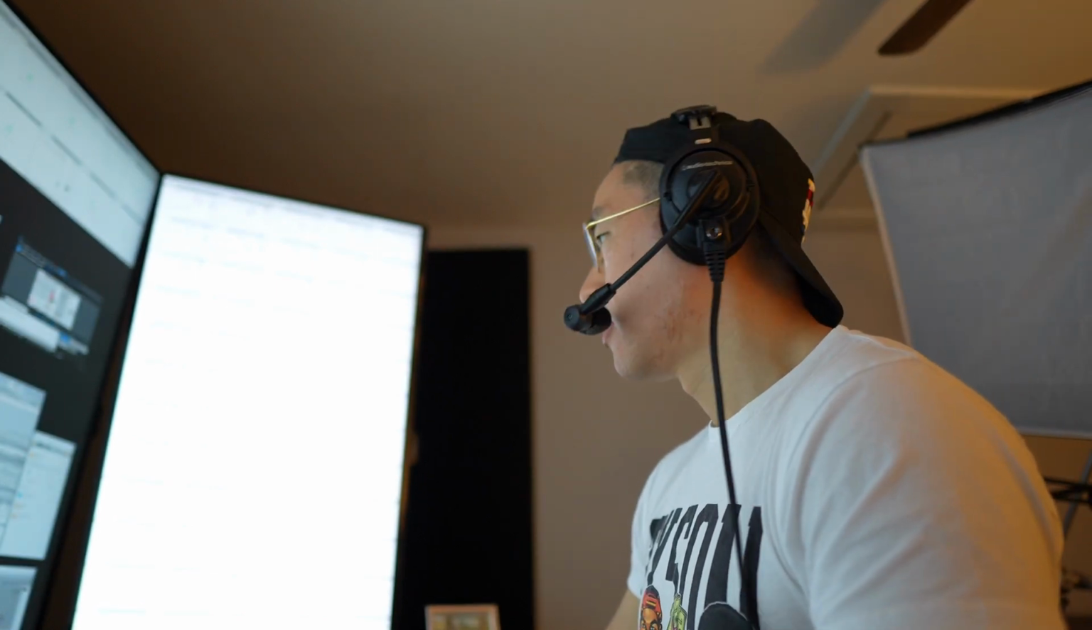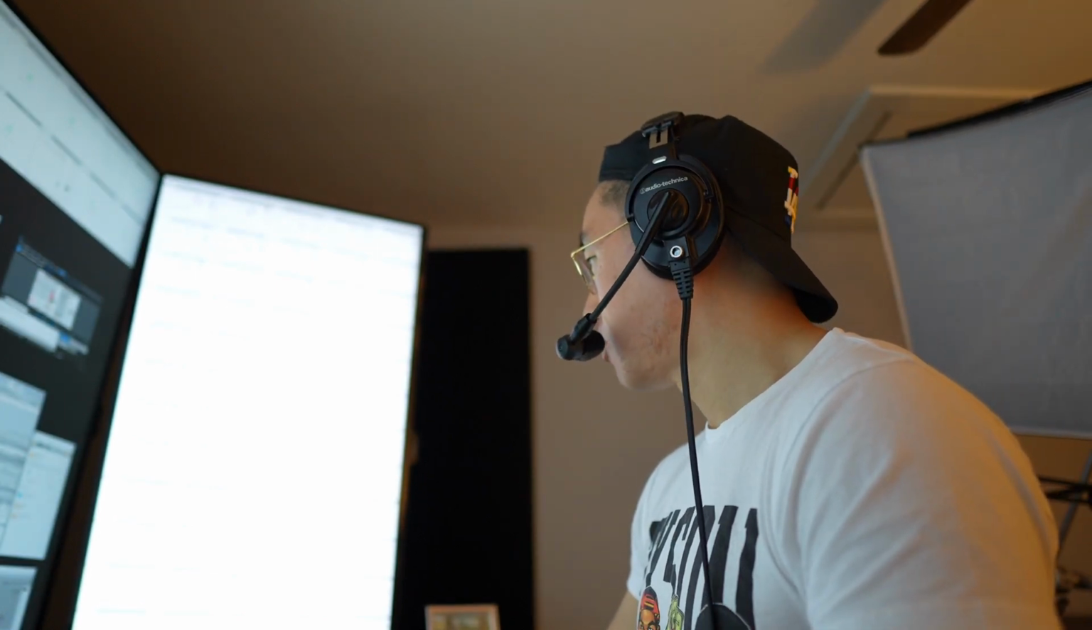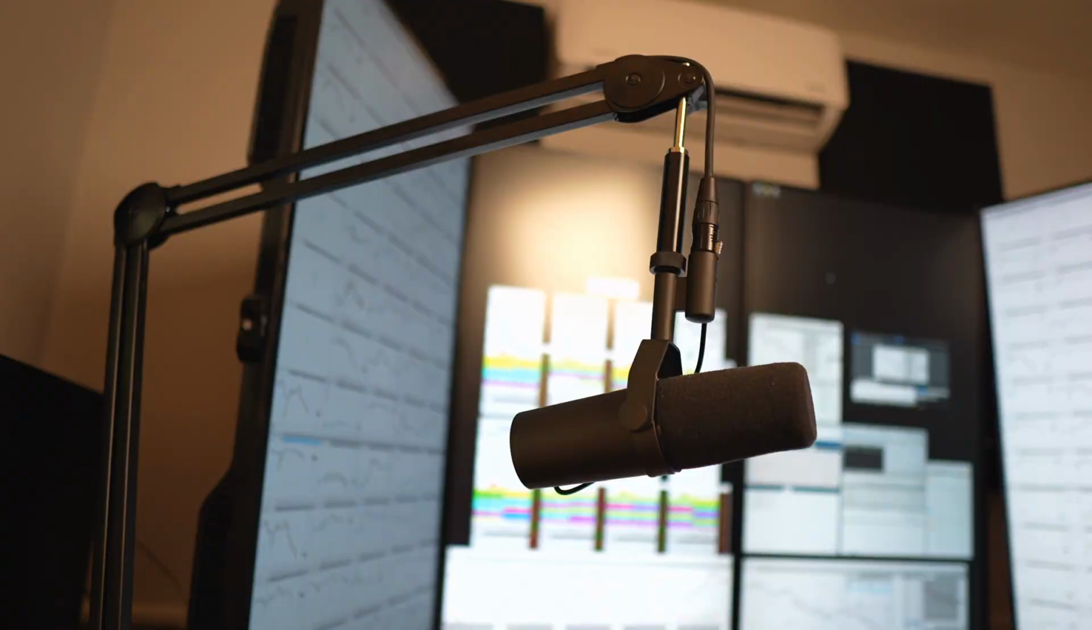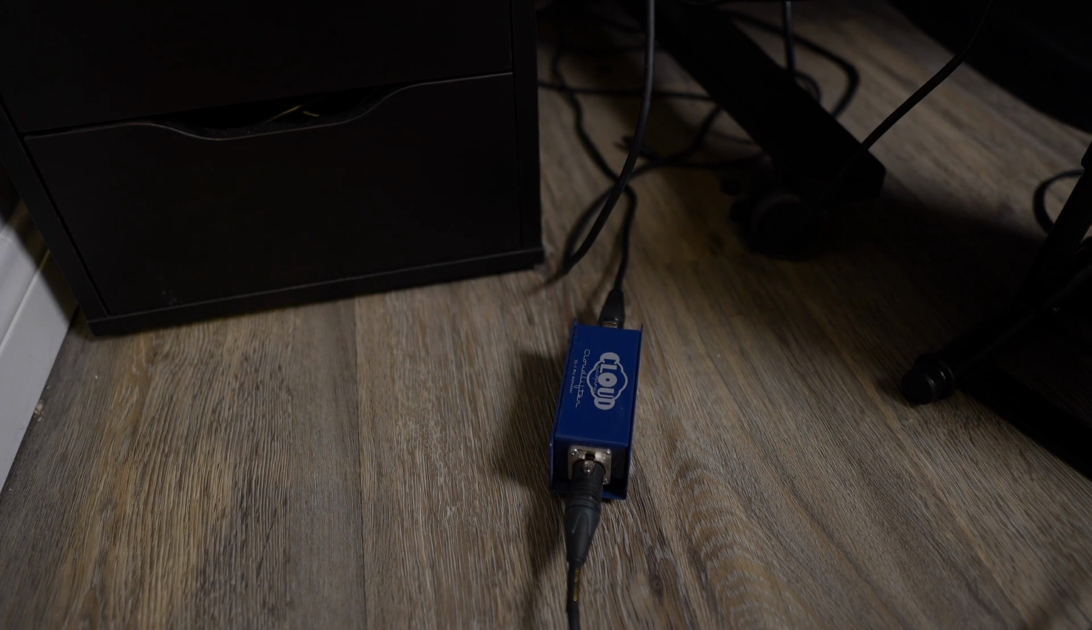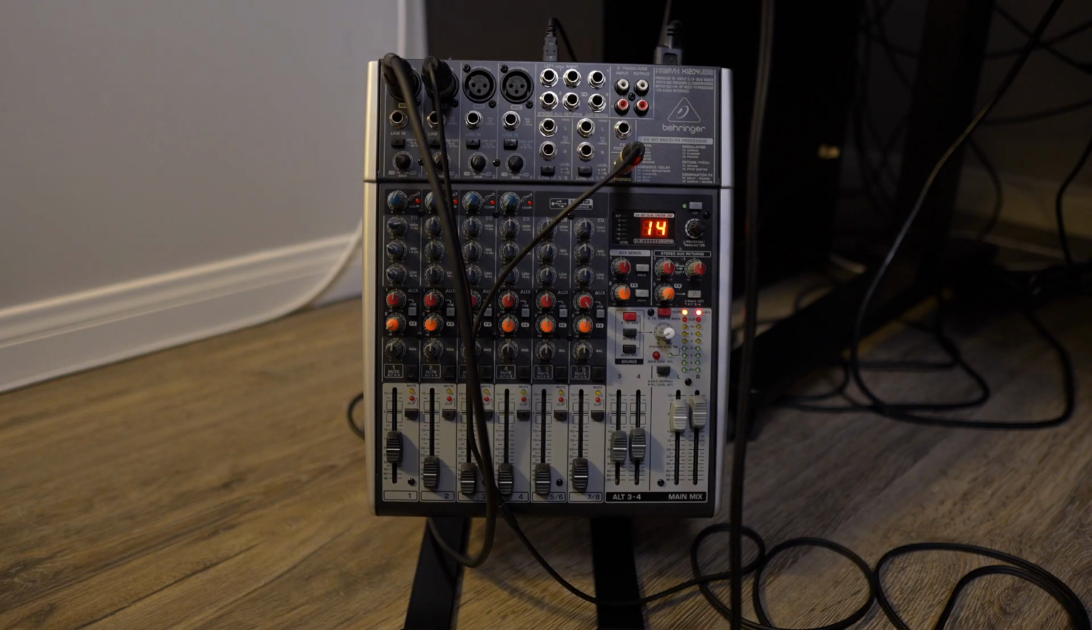And as for my headset, I use this Audio-Technica broadcast headset because in case there's any issues with my main mic, I have a backup mic on the headset itself. And the main mic I use is the Shure SM7B, and it's held by some boom arm I found on Amazon. And the mic is connected to a Cloudlifter, then to a mixer, which goes into the main PC.